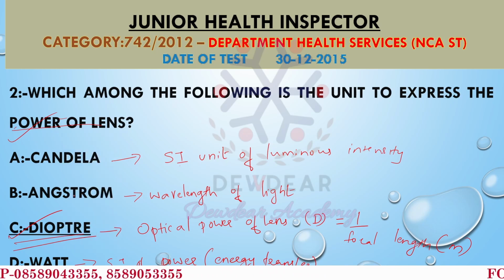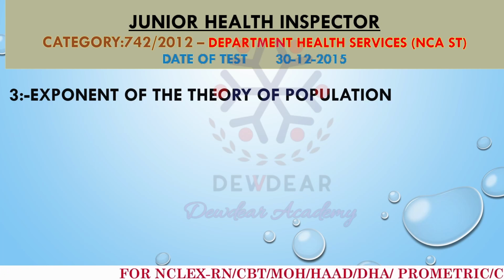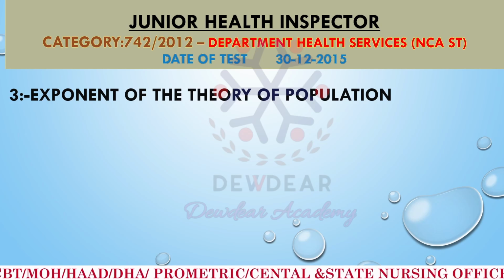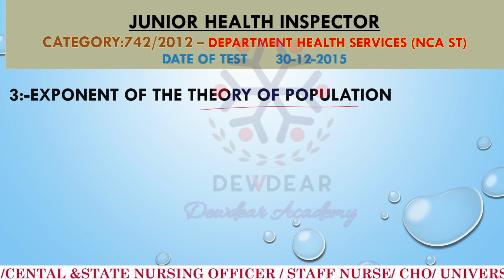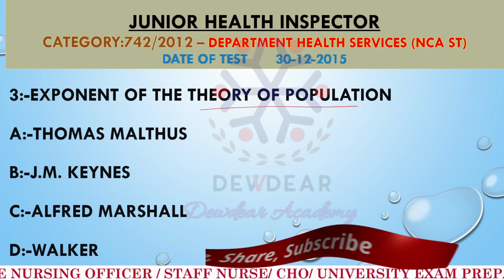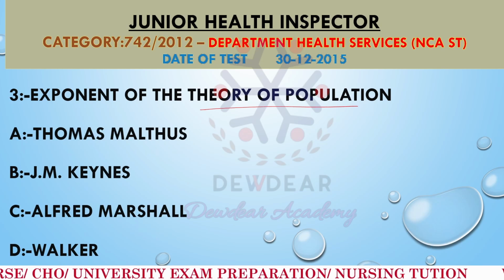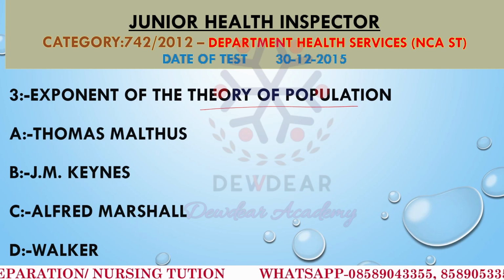Then the third question. Exponent of the theory of population. Who is the exponent of theory of population? There are 4 options. First option, Thomas Malthus. Option B, J.M. Keynes. Option C, Alfred Marshall. And option D is Walker.